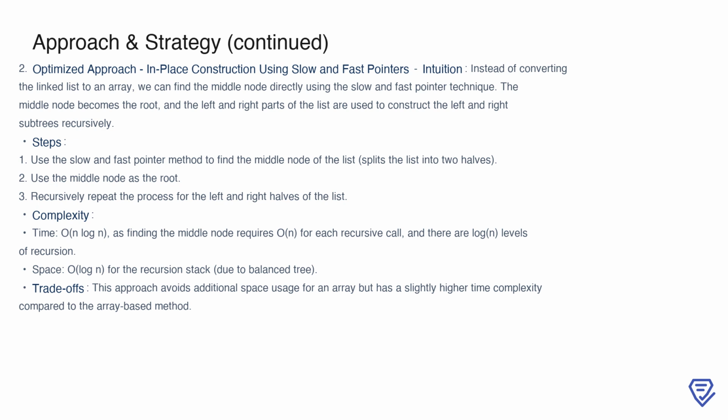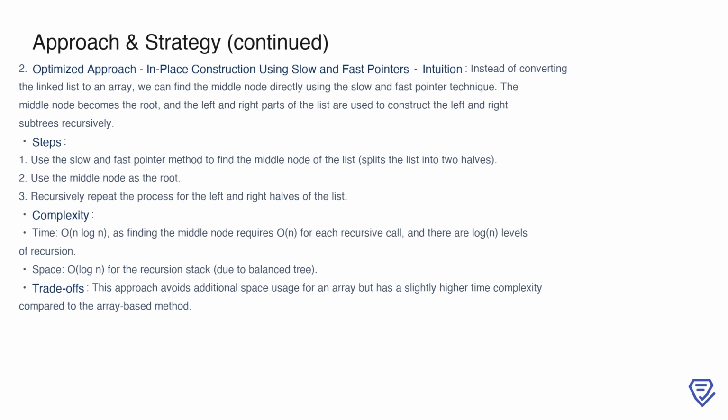This middle node is then used as the root, and the left and right parts of the list are recursively divided to construct the left and right subtrees. The time complexity of this approach is O(n log n), as finding the middle node requires O(n) for each recursive call, and there are log n levels of recursion in a balanced tree. The space complexity is O(log n), which comes from the recursion stack.